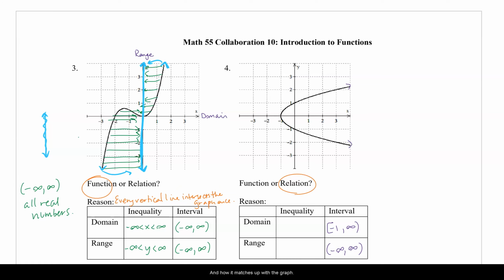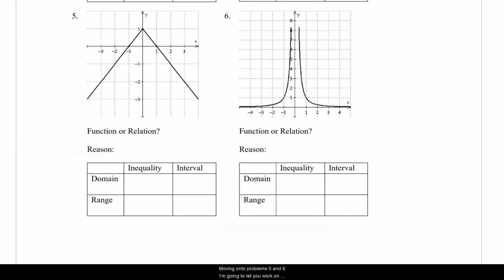Moving on to problems 5 and 6, I'm going to let you work on 5 on your own. See if you can come up with the domain and the range for 5 and determine if it's a function or a relation. 6 is a little different, and to trace the graph so you can see why, this graph has a break in the middle. And we'll talk a little later about what causes that break when we talk about our families of functions.